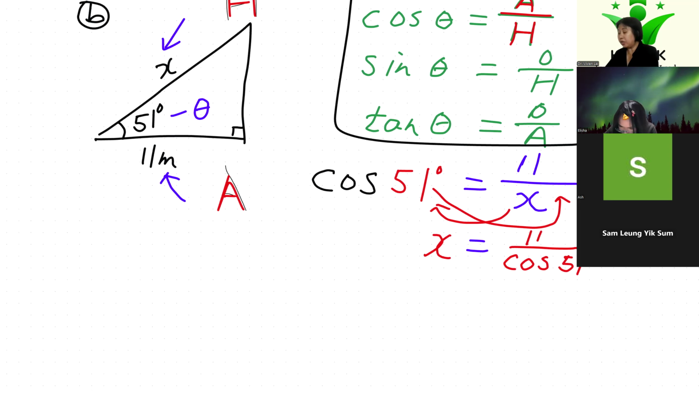So press the fraction key. Okay, you will have a fraction. 11, use this one, scroll down, over cosine 51, cosine. Okay, so you have cosine 51 degree. Close the bracket. And then we have 11 over cosine 51, hit the button, equal.